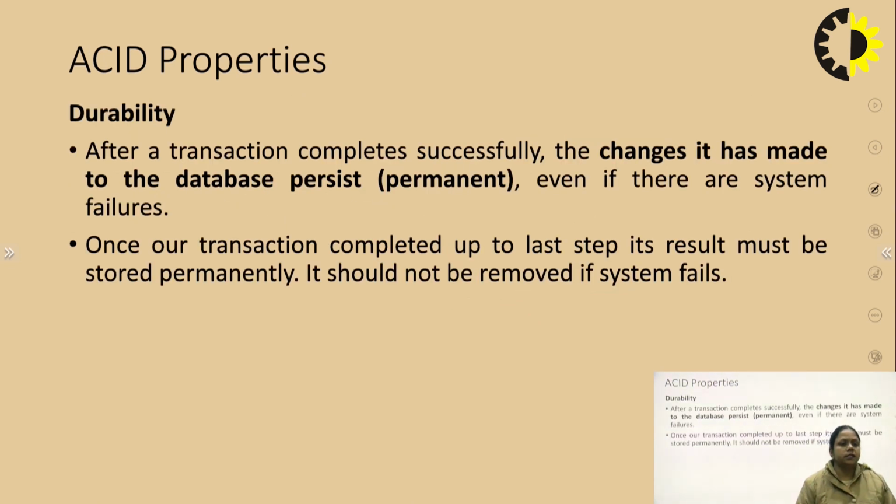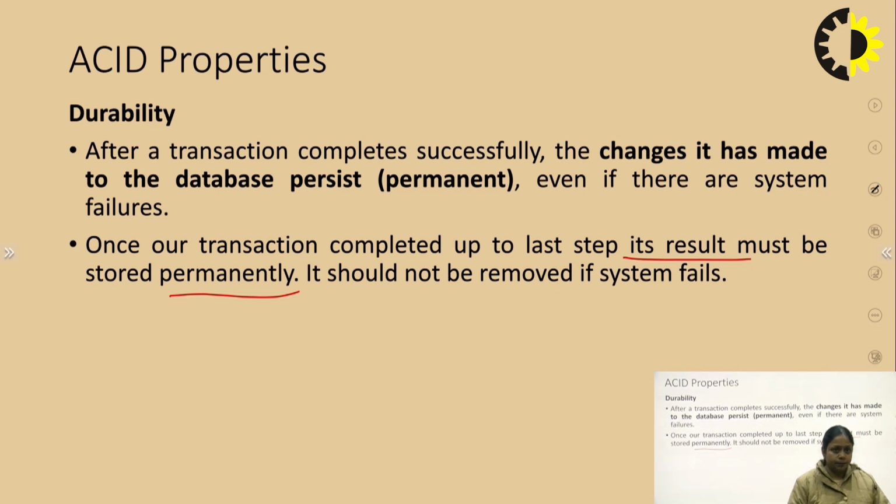Now durability. Next is durability. After a transaction completes successfully, the changes it has made to the database persist permanently, even if there are system failures. Once our transaction is completed up to the last step, its results must be stored permanently. Fine. It should not be removed if the system fails. Durability means if we are storing data or some transaction operations in the database, it should be permanent. It should be completed. It should not be removed from the database.